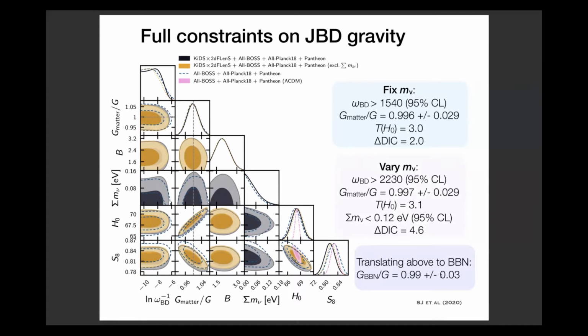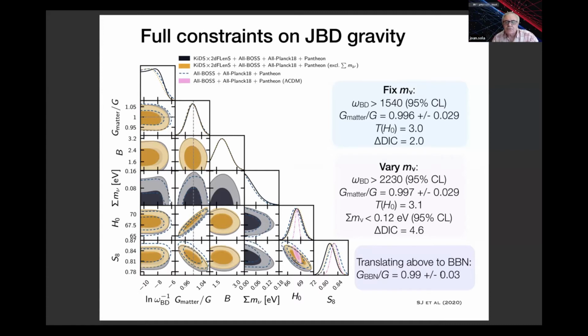And that is consistent with some of the direct constraints on the gravitational constant from light element abundances that people have been getting. So the constraint we're getting at late times is not breaking any consistency with constraints obtained at earlier times. Thank you. Okay, thank you.